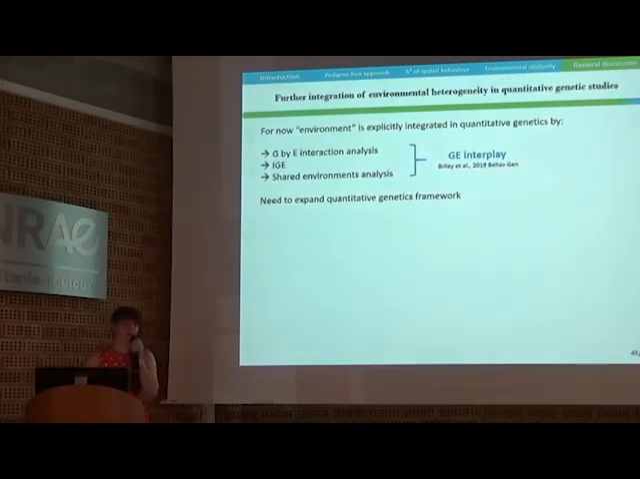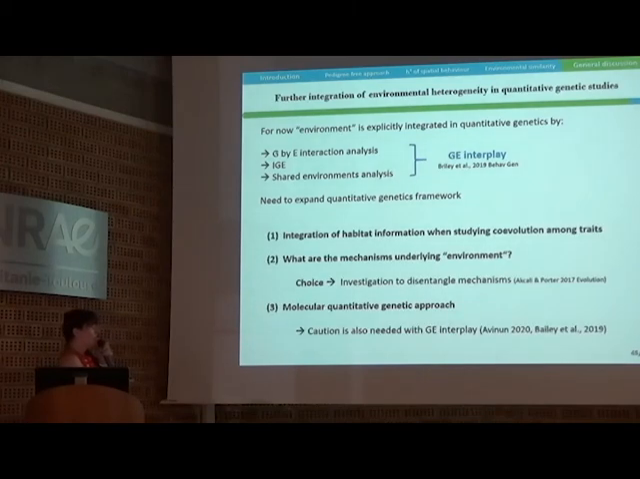So that's why I think we need to integrate environmental heterogeneity further in quantitative genetic studies. So far, environment has been explicitly integrated in quantitative genetic studies, for example, through studies of genotype by environment interaction, or indirect genetic effects, and more recently shared environment. So we know that there is an interplay between genes and environment. But to expand the quantitative genetic framework, what we could do is, for example, integrate habitat information when we study the coevolution of traits, just as I told you before.